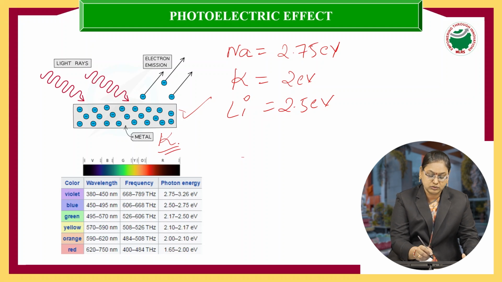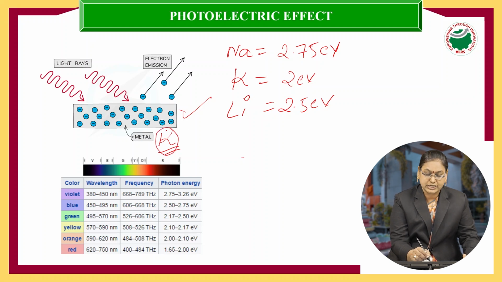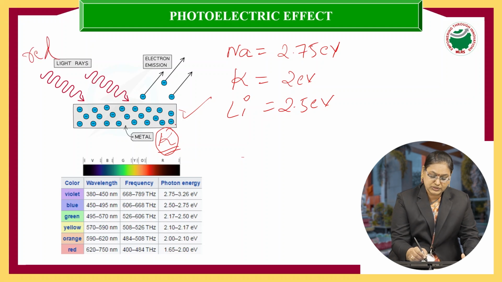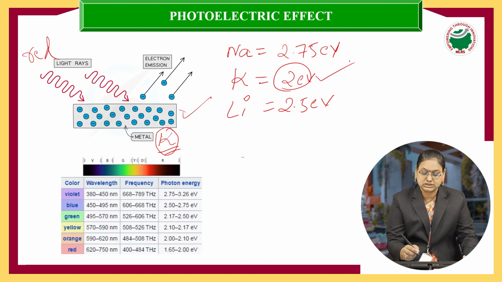Taking potassium, now you allow different monochromatic light to fall on the surface of the metal. Monochromatic light means single colored light or single frequency light. We have taken the metal surface as potassium, and now you vary the frequency. Varying the frequency means you are allowing different colored light to fall on the metal surface. First you allow red light to fall on the surface of potassium. We know potassium requires 2 electron volts for the electrons to come out of the metal.